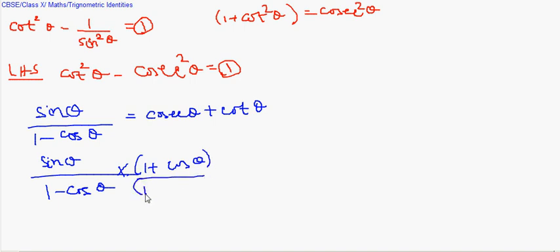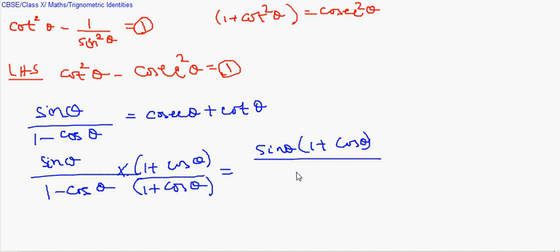by 1 plus cos theta. Multiplying the numerator and denominator both by 1 plus cos theta. Now you can proceed. Just multiply and keep this sine theta and 1 plus cos theta, and in the denominator you are getting 1 square minus cos square theta. So 1 minus cos square theta is sine square theta. So what ultimately you get is sine theta into 1 plus cos theta by sine square theta.